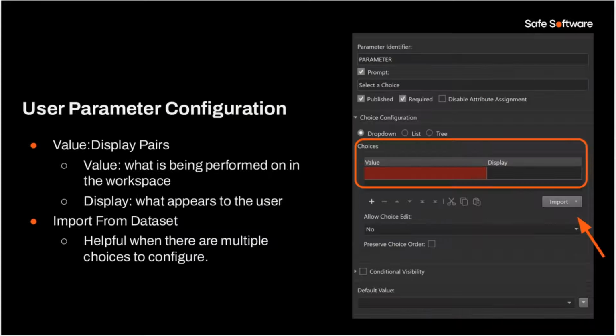So to go through that here, we have the value and display pairs. The value is what is being performed on inside the workspace, and the display is what appears to the user, so what they will actually choose in either the drop-down or the list. Something to help with that is importing from a data set. You can use that to make it easier for you to load in all of those choices, all of those value display pairs, so that you're not making errors when you're typing them in.